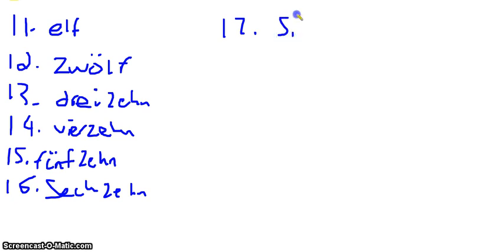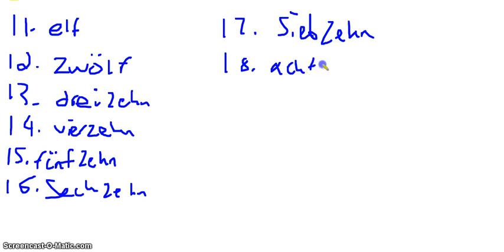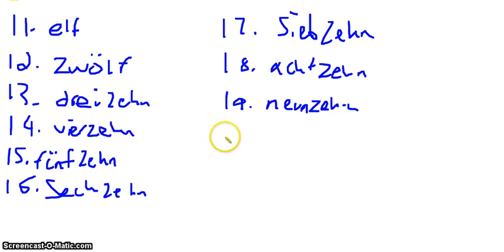This one is interesting. It's siebzehn. It sounds a lot like 7 again, but it's just the beginning of sieben, and then plus zehn yields 17, which is siebzehn. 18 is achtzehn, just as you would expect. Sounds a little like eight. 19 is what you would expect, neunzehn. I messed up that end, whatever.